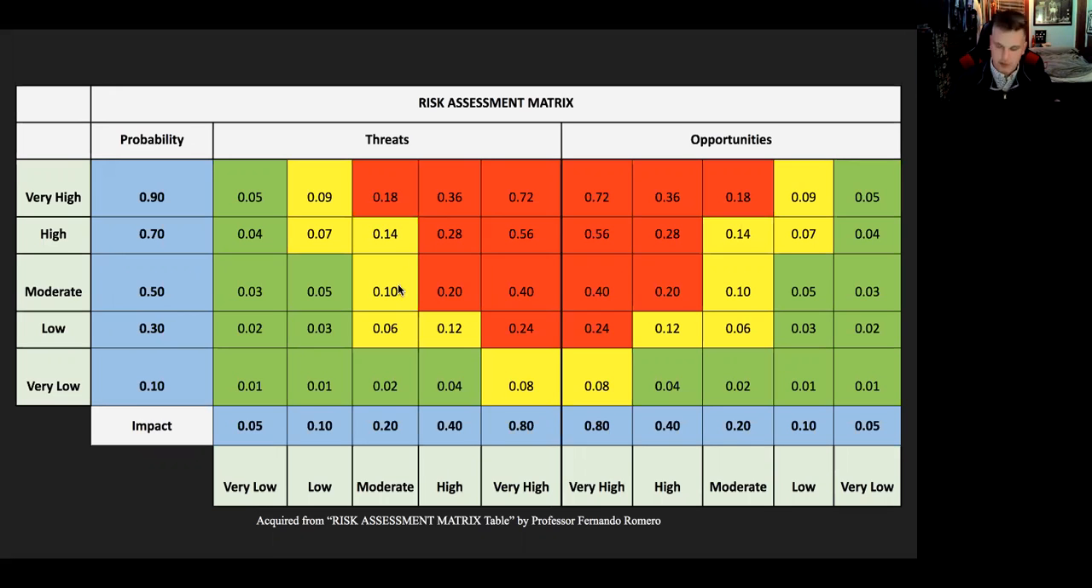First, we did a qualitative risk analysis utilizing the risk assessment matrix provided by Professor Fernando Romero. And we looked at the impact for each risk and the probability. And when you associate an impact to that risk and you associate a probability to that risk, you multiply it and you get your value for your rating.